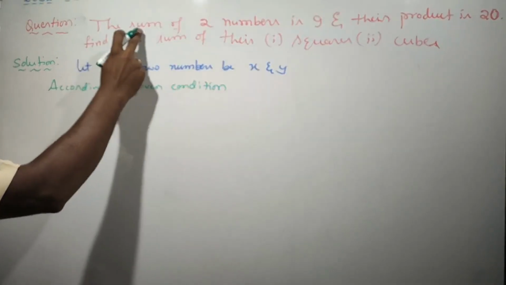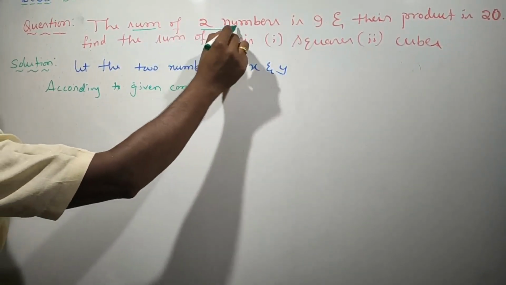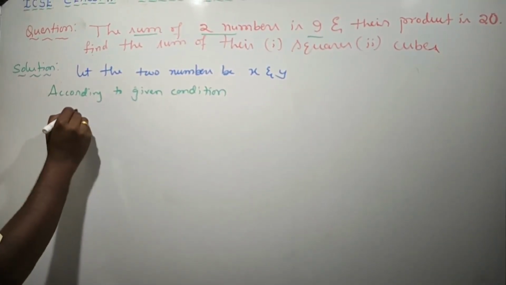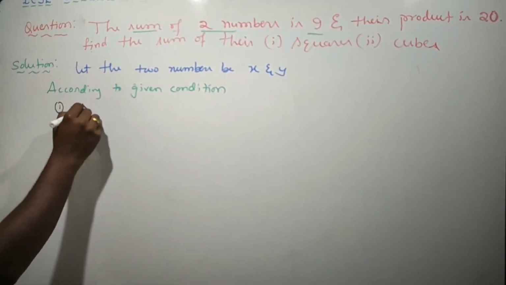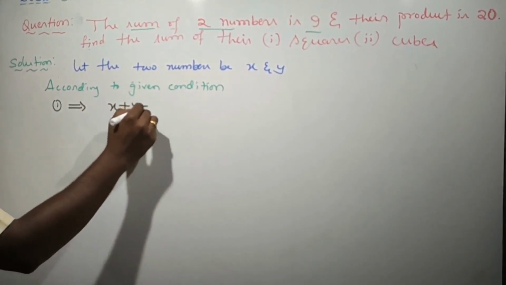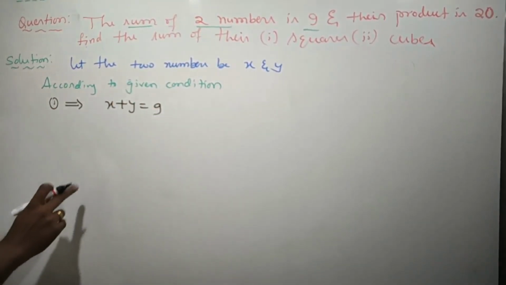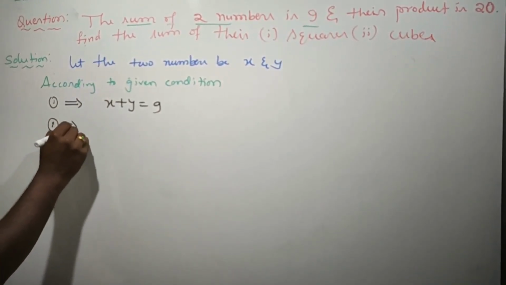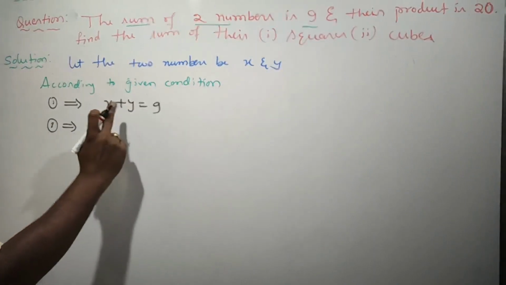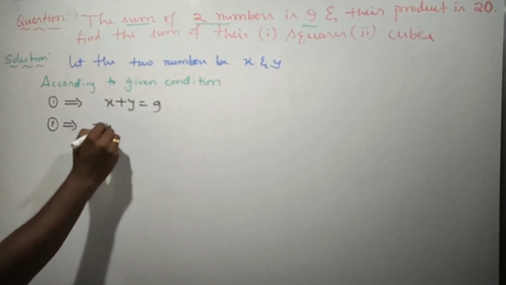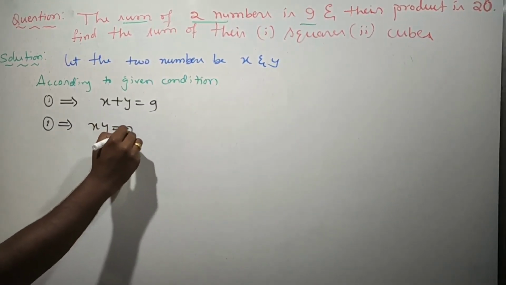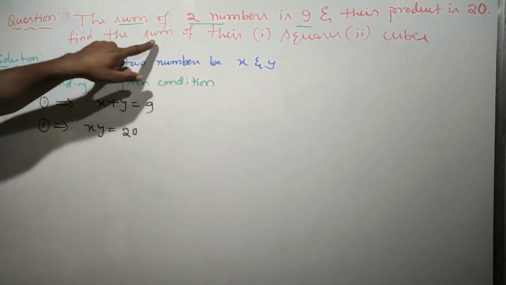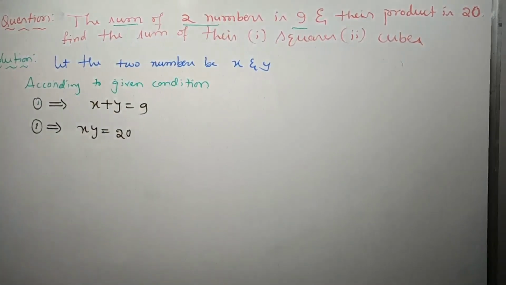What is there according to the given condition? Sum of the two numbers is 9. This two sum, see, point number 1, x plus y is equal to 9 will come. Sum of these two numbers is 9. See, according to case number 2, their product, these two product, x into y is equal to 20 will come, children. By using these two conditions, we are going to find the sum of their squares.